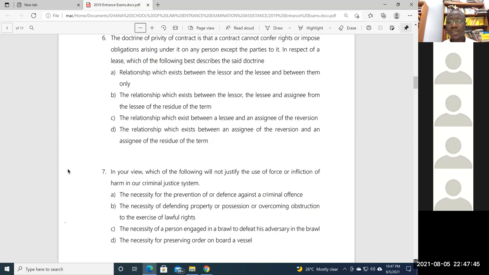The relation which exists between a lessee and assignee. So you are still seeing the assignee. As soon as you see assignment there, you have to know that assignment is an exception to the principle. And certainly, the principle is being stated in its pristine form or in its orthodox formulation without the exception. And that being the case, A will be the most suitable answer.